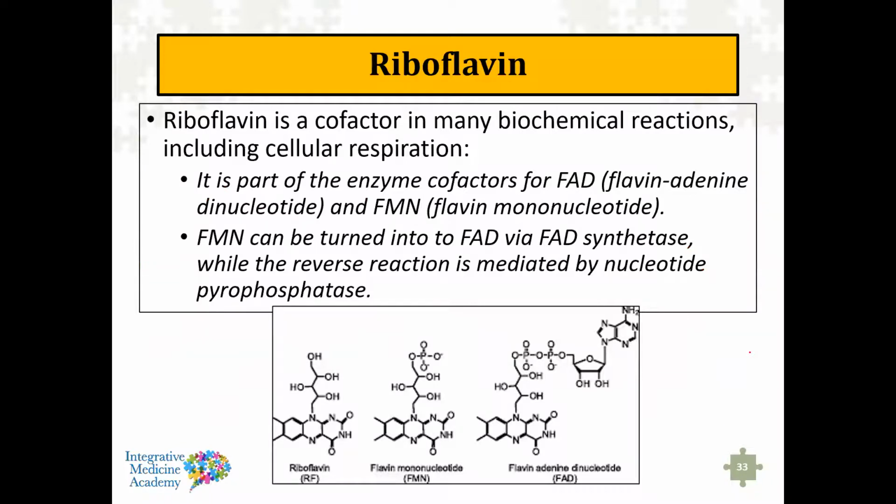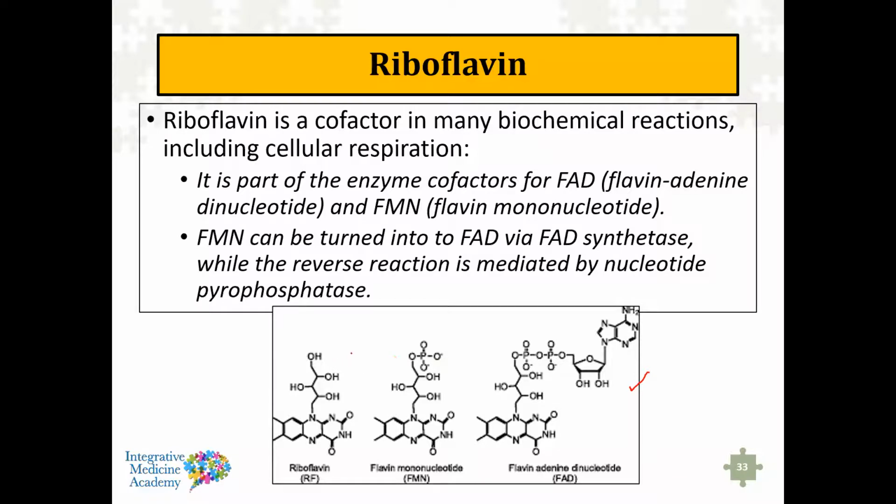Now, riboflavin and the chemistry of it is fairly complex. So we know it's a cofactor in many biochemical reactions involved in what's called cellular respiration. That's basically what's going on at the mitochondrial level. It's part of enzyme cofactors called flavin adenine dinucleotide and flavin mononucleotide, and all these are the chemical structures down below.